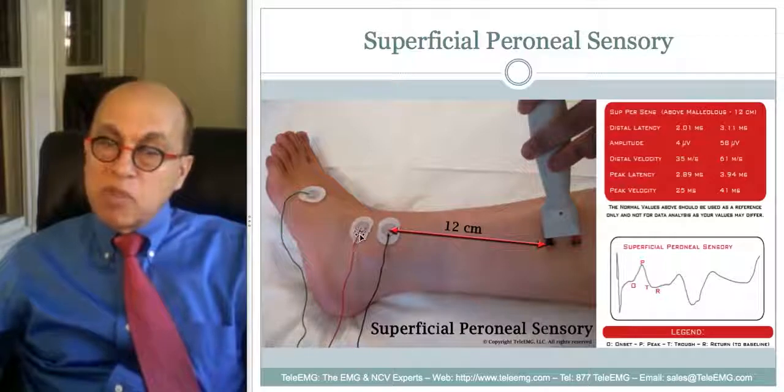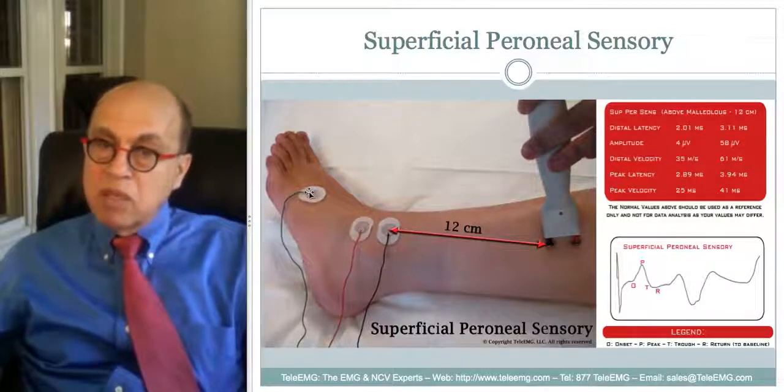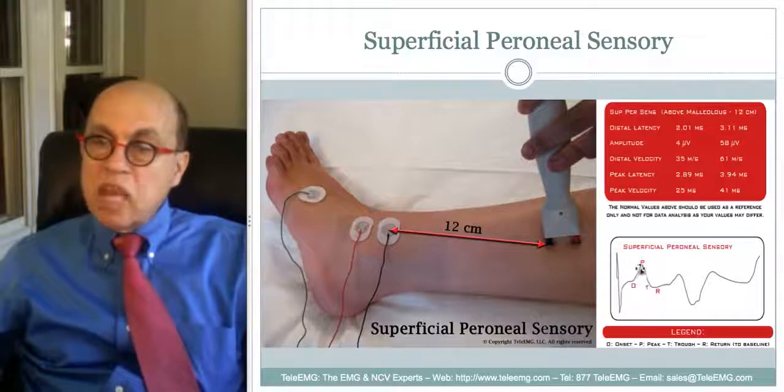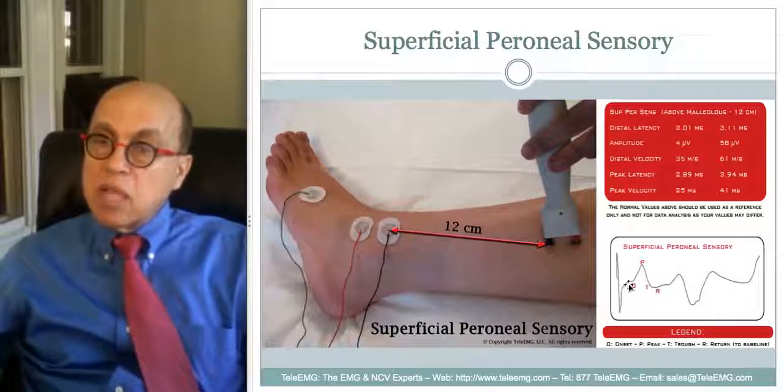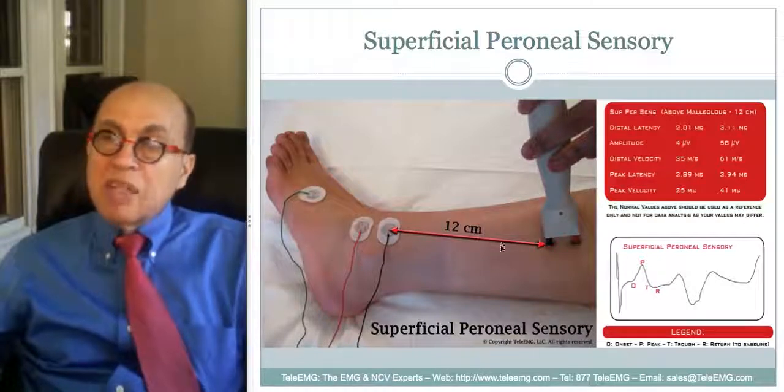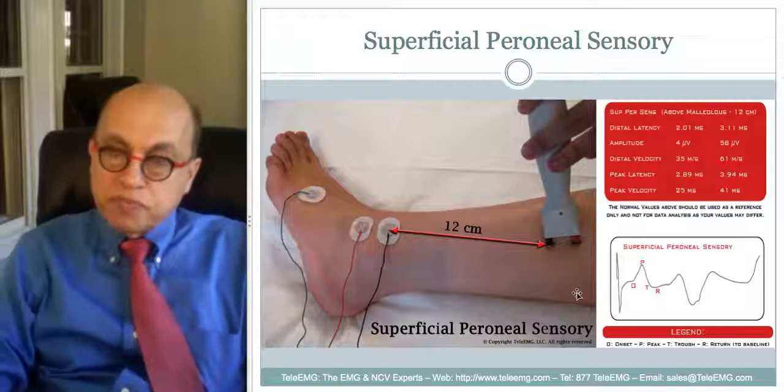We put the reference electrode below it, next to it, and here's the ground, and we'll use 12 centimeters. And again, this is a nice sensory response that you see: O, P, T, and R. Here you calculate the distal latency or the peak latency, and then you divide the distance by these latencies, and you get a conduction velocity. That's the superficial peroneal nerve.